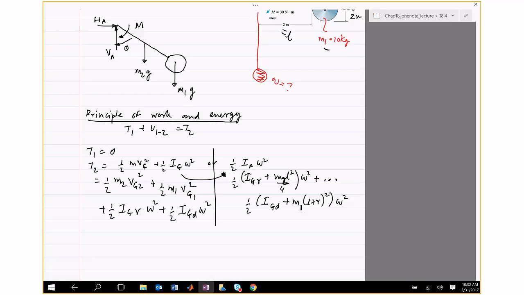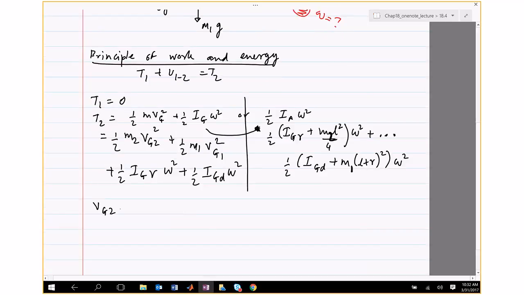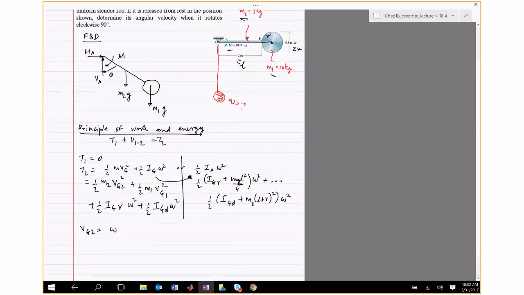Okay, so what is the relation between vg2 and omega? vg2 is the velocity of the center here. What's the velocity of the center of the rod as a function of omega? Remember we had done v equals omega cross r somewhere in the first chapter. So you're going to use that formula. The velocity of any point is the velocity of another point. The formula was velocity of B is velocity of A plus omega cross r of B with respect to A.